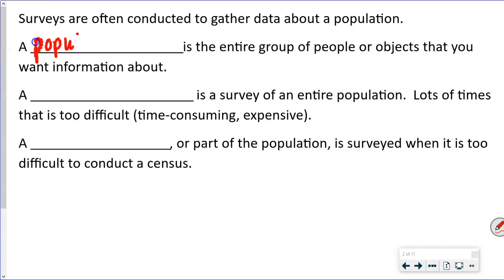The next term here is a census, which is a survey of an entire population. Lots of times it's too difficult, time consuming, or expensive to do a census, and I know you guys have all heard of a census before. The third one is a sample, which is a part of the population. That's when we actually survey just a part of the population because it's too difficult to conduct a census.